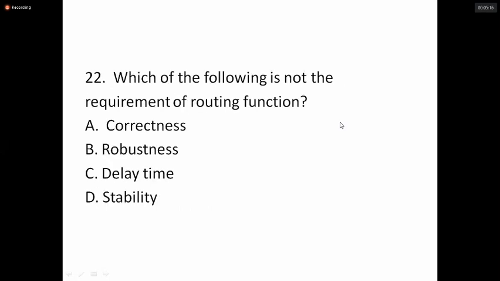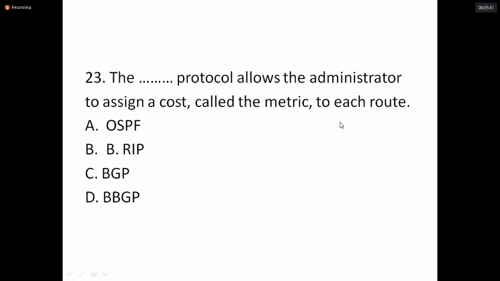Okay, this is related to routing protocol. Which of the following is not the requirement of the routing function? Correctness, robustness, delay time, stability. A common sense question. What should be the answer? Yes, it is the delay time. Next, allows the administrator to assign a cost called the metric to each router. Forget about the last one. So the answer should be either A, B, or C.